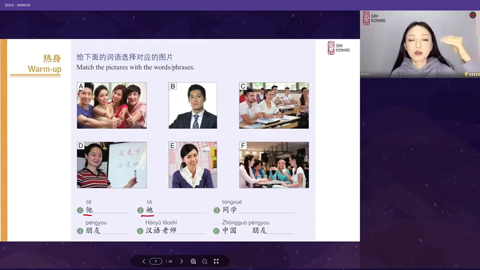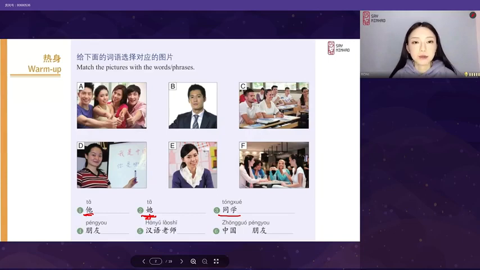Next one, the pronunciation is the same. It is still ta, but the character is a little bit different. So it means she or her. So this one means he or just someone, and this one means her, she. The next word is 同学. Read after me please.